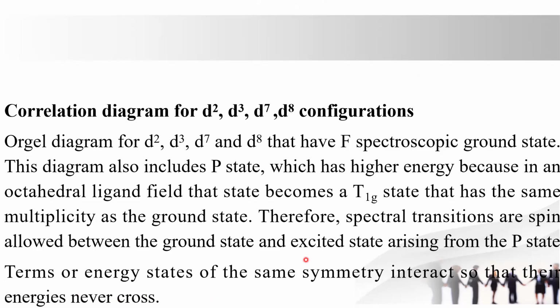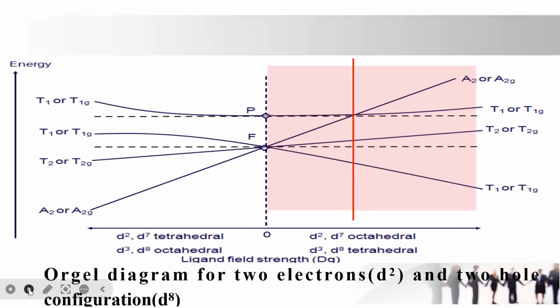Therefore, the spectral transition or spin allowed transition is between the ground state and the excited state arising from the P state. Terms or energy states having the same symmetry interact so that the energies never cross. Now let us see the Orgel diagram for D2, D3, D7, and D8 configuration.